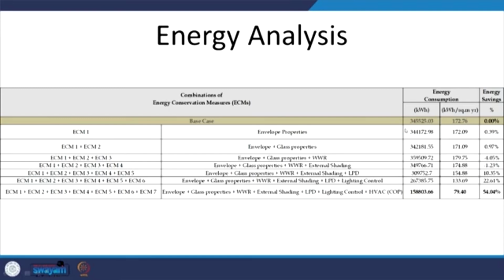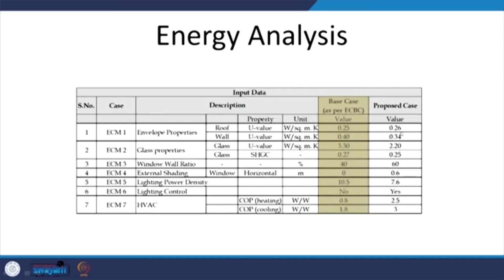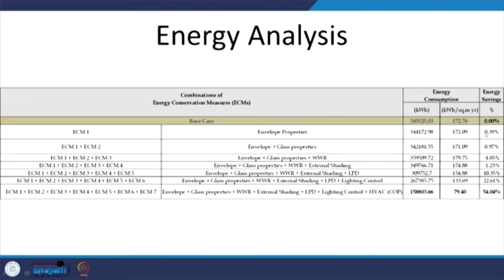Or the other scenario could have been where we change the envelope properties to make it lenient. So, instead of a proposed case of 0.26, we might have had a roof U value of say 1.3, which is absolutely not good if we look at the base case values, or the wall U value from 0.4 goes on to become 1.8, which is what typically we would get in a conventional building. And then we simulate, so here we would have seen that the performance dips down. So, it consumes more energy and there will be a negative number as far as energy savings are concerned.